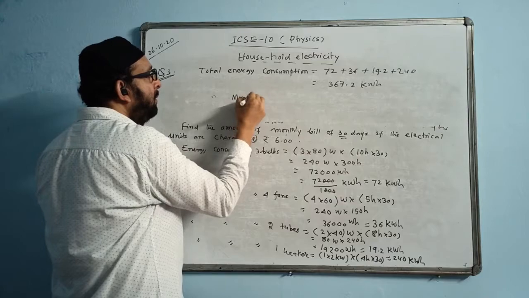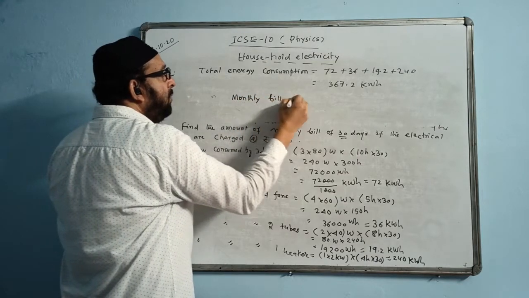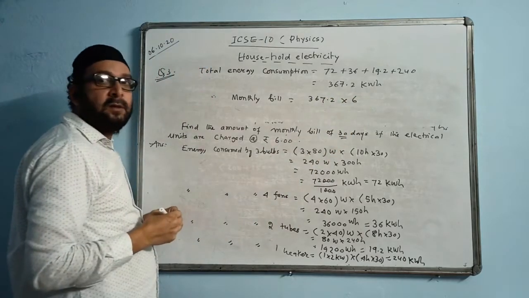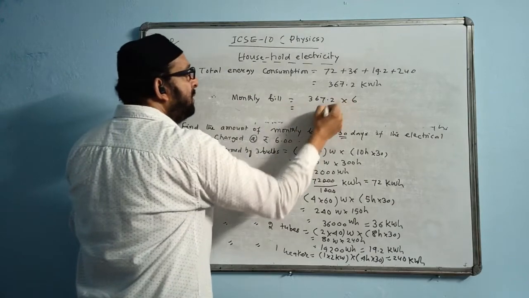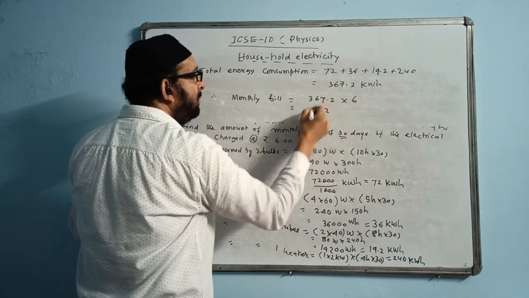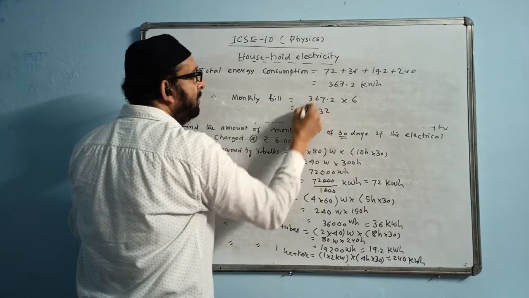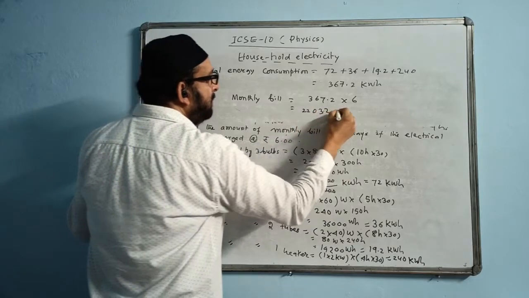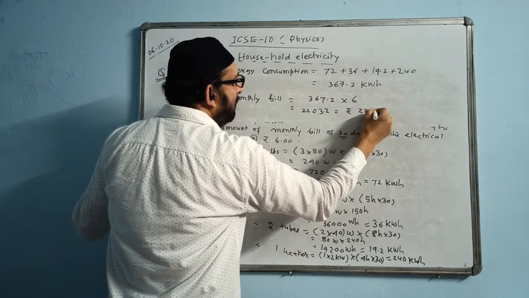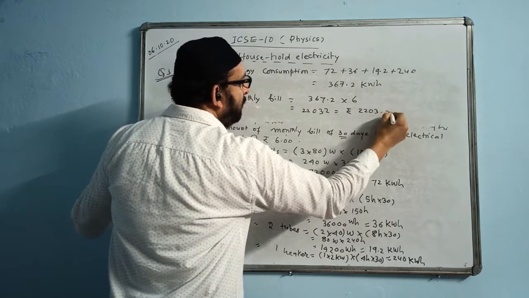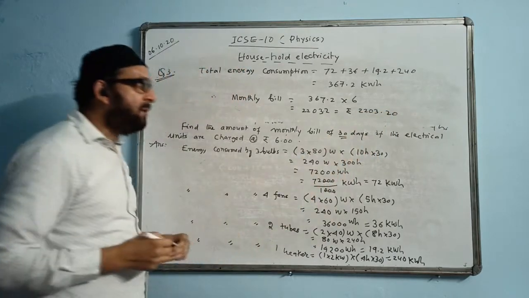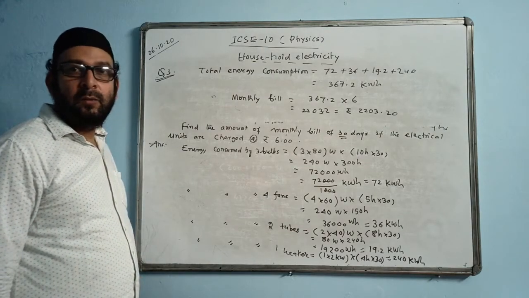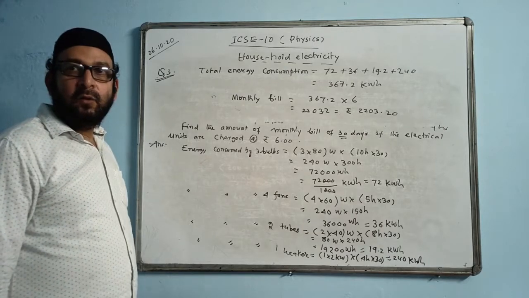Therefore the monthly bill is equal to this answer, 367.2, into the costing of 6 rupees. You just multiply 6 to the 12. This much. The right answer is rupees 2203.2. You have to add on a 0 here, as you are expressing it in paisa. Rupees 2203.20. So that is the answer for this question.